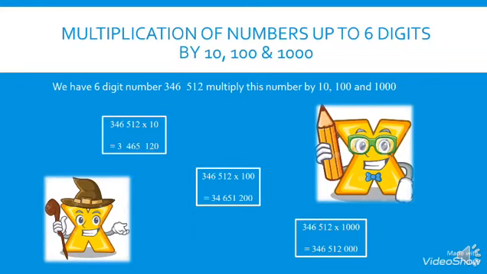Then we multiply the same number with 1000. We get the answer 346,512,000. Here, as above, we place 3 zeros to the right side of the number and the number moves 3 columns to the left.